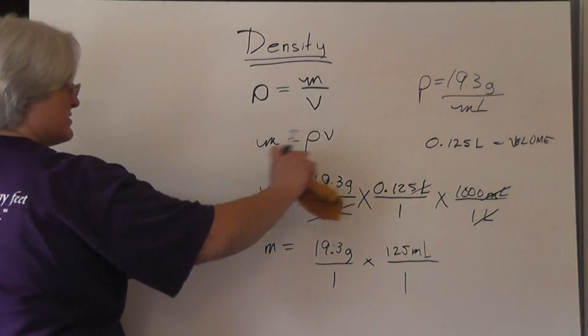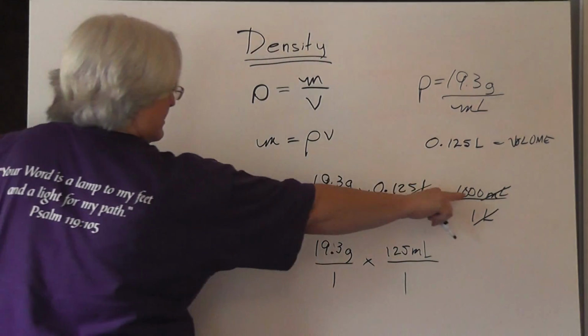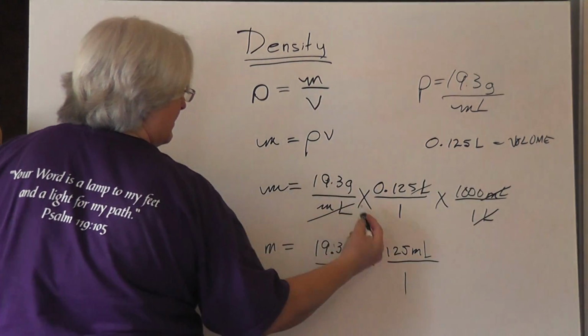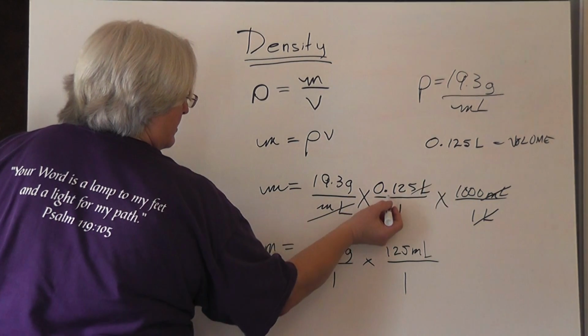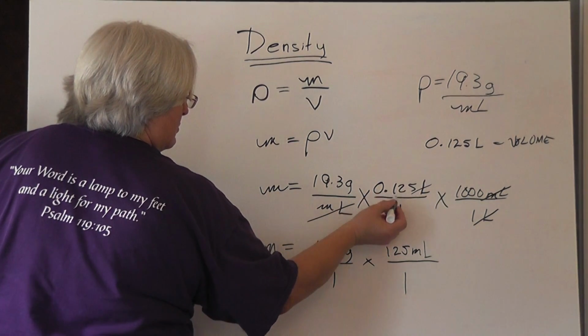You can string all of these together with a calculator. You can remember that when you multiply by 1,000, which is 10 to the third, you're moving your decimal.